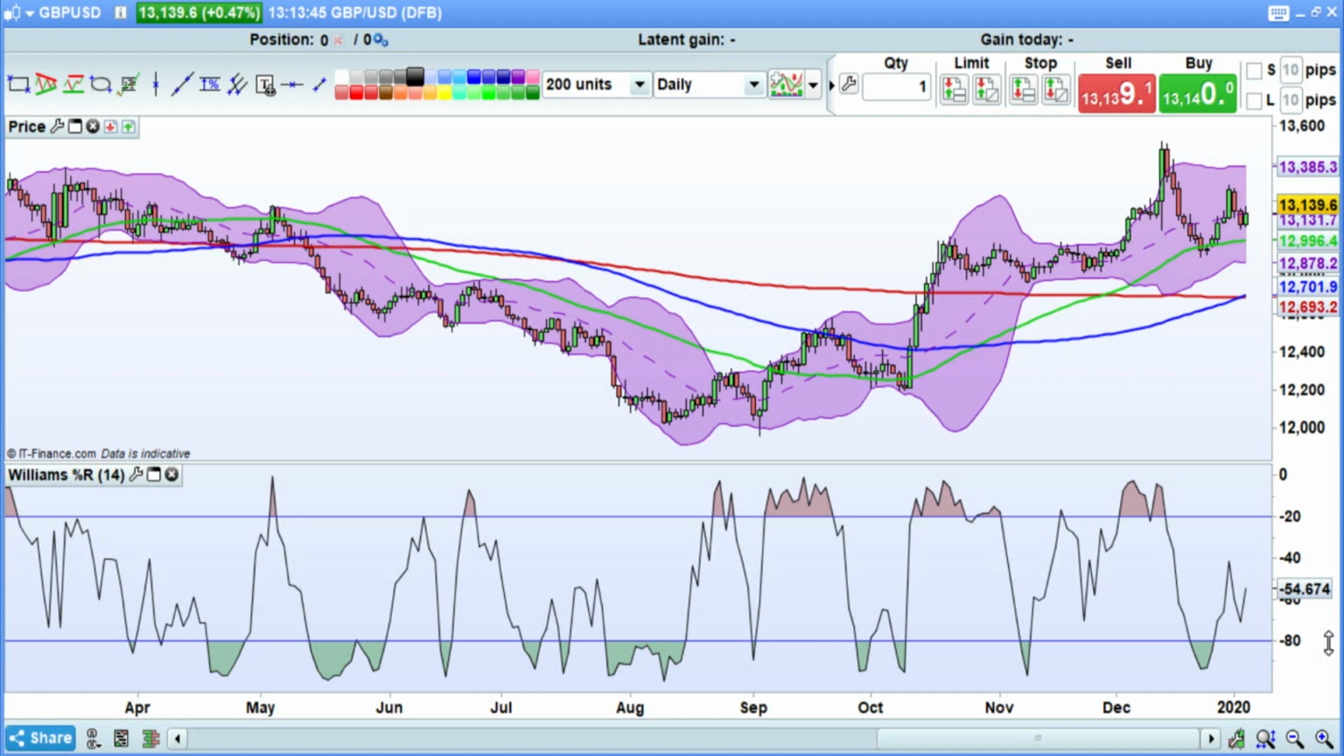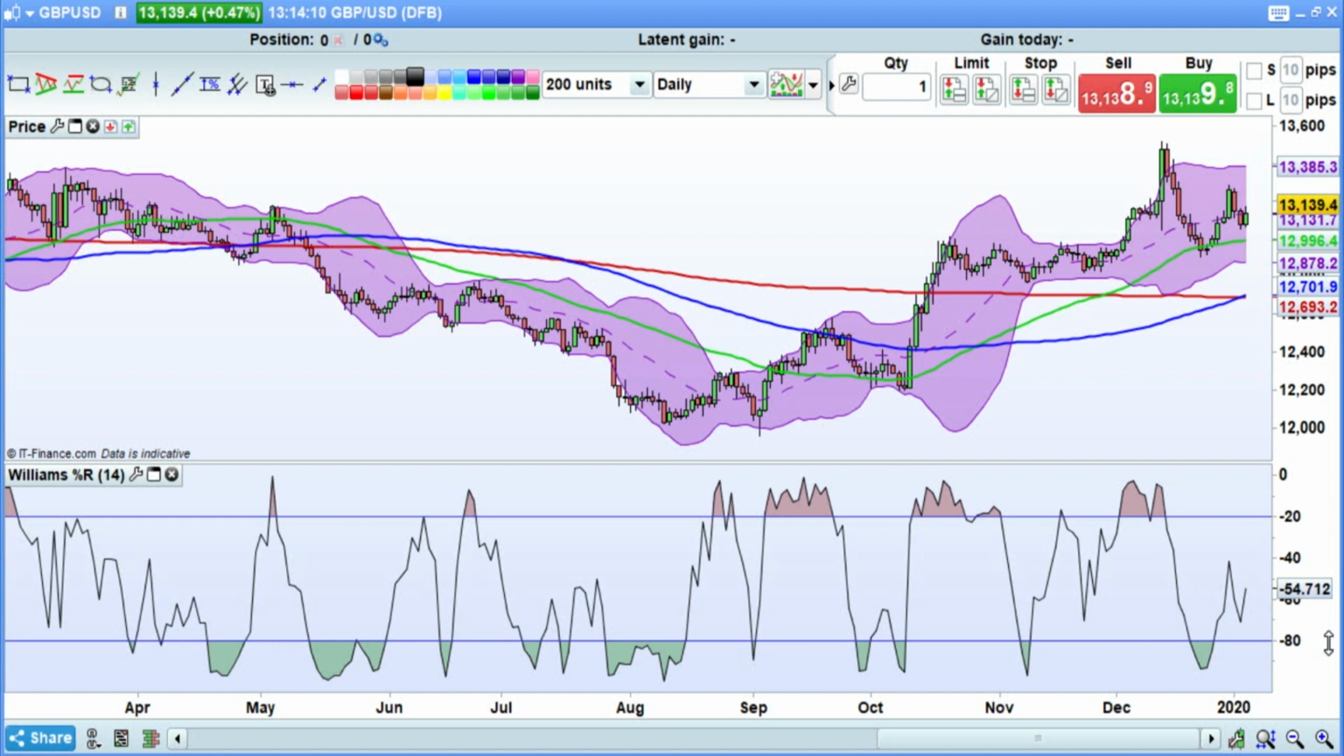If you see on the chart there, after the election, when Johnson romped home, the cable spiked to 135.5. It's way above the Bollinger Band. It's up near zero on the Williams Index, and then we had that little rounded move, quick sharp move lower, and then cable went all the way back down to sub 130 again on the back of it.